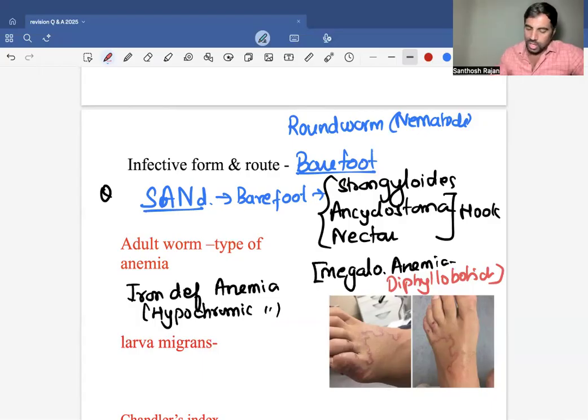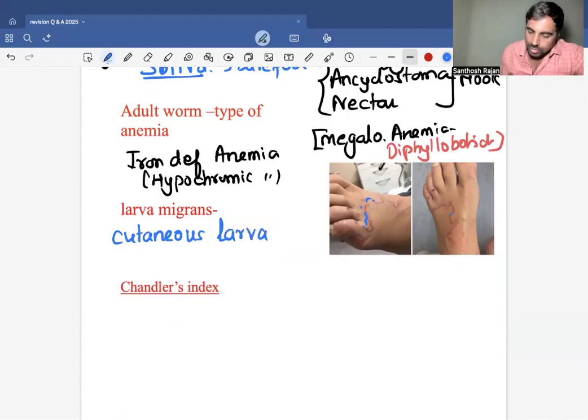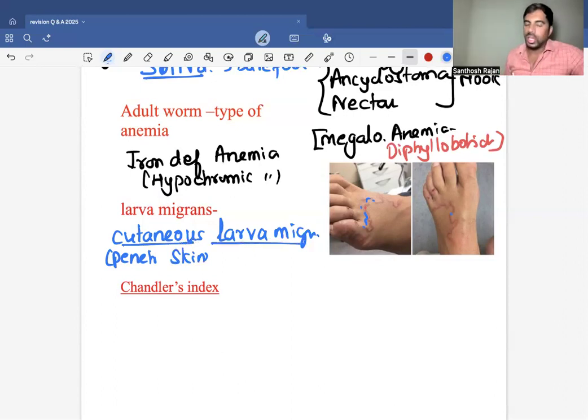When we talk about larva migrans, yes, this is the one, cutaneous larva migrans. In the picture you're seeing here, you can see it running here and there. This is cutaneous larva migrans, caused by all three. Because we already said they penetrate the skin, these worms penetrate the skin and go inside the body. So they definitely cause cutaneous larva migrans. That's very, very important.